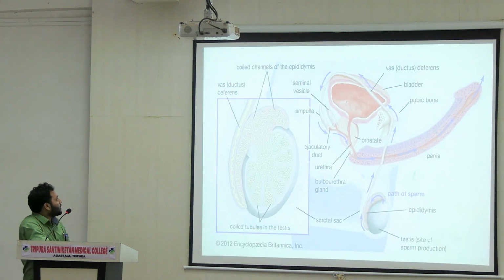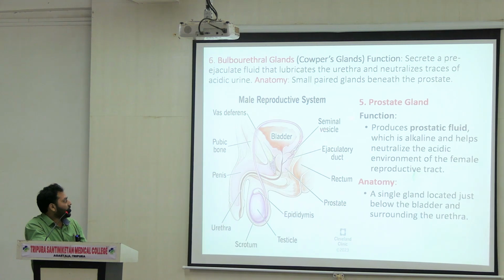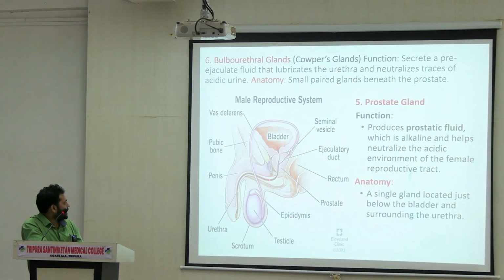Now see, the next important part is called the prostate gland. See here, after the seminal vesicles, you will see this part is called the prostate. This is also just beneath the bladder. So what are the most important functions of this prostate gland? First, it is a single gland that is located just below the bladder and surrounding the urethra. This is the urethral canal, right? This is the urethral canal.